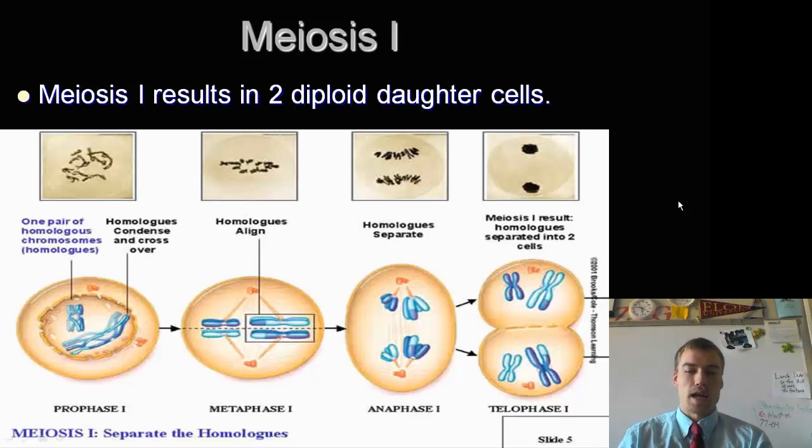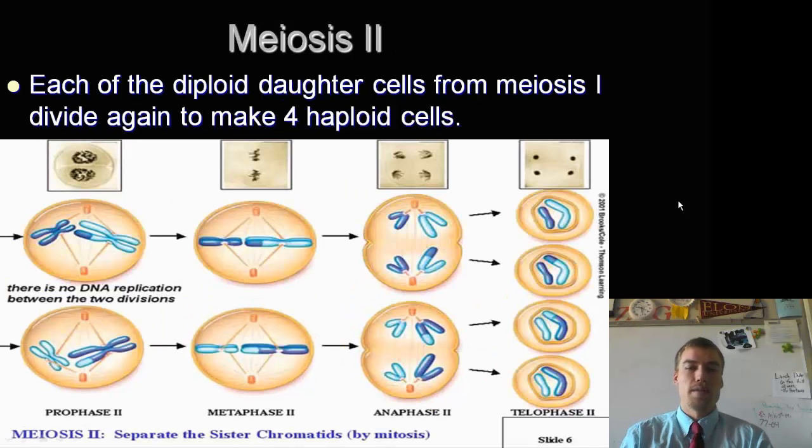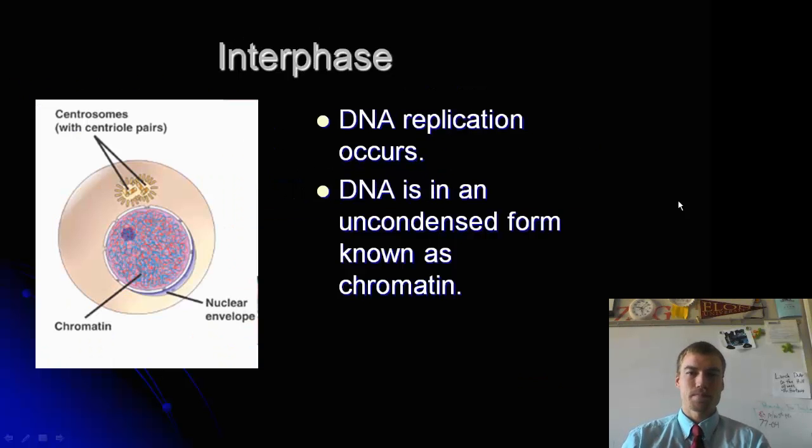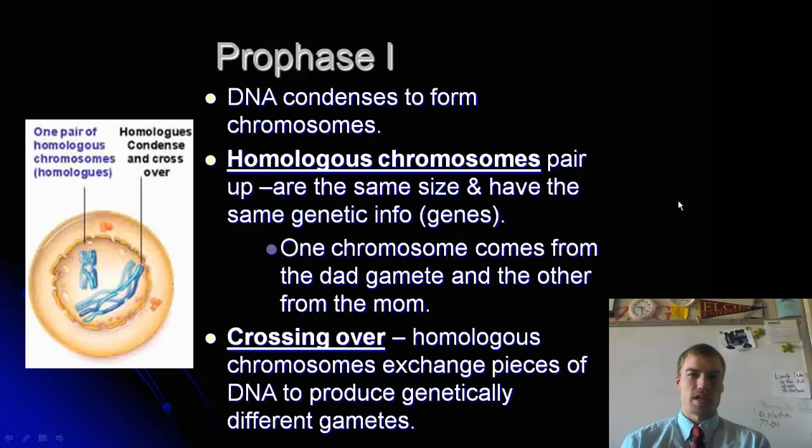We'll step through each of these steps in a moment. Then in meiosis II, those diploid daughter cells are going to divide again to make 4 haploid cells. First of all, as always, we start off with interphase. The DNA replicates, and at this point it is chromatin. We also need the cell to grow and go through all of the other phases to make sure that we have enough material for 4 different cells at the end.